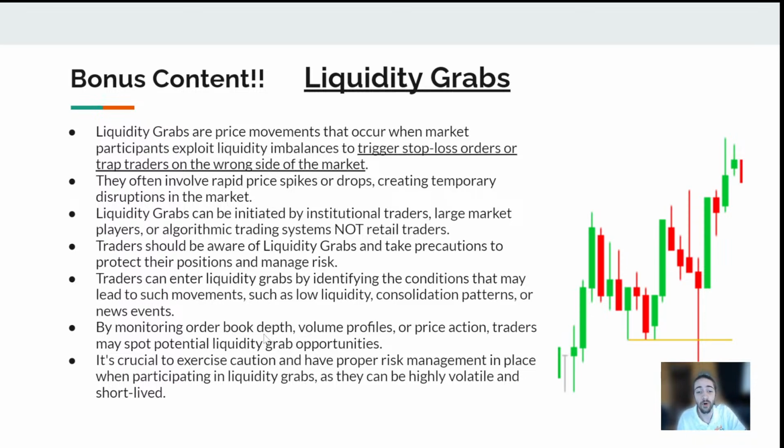So by monitoring order book depth, volume profiles, or price action, traders may spot potential liquidity grab opportunities.